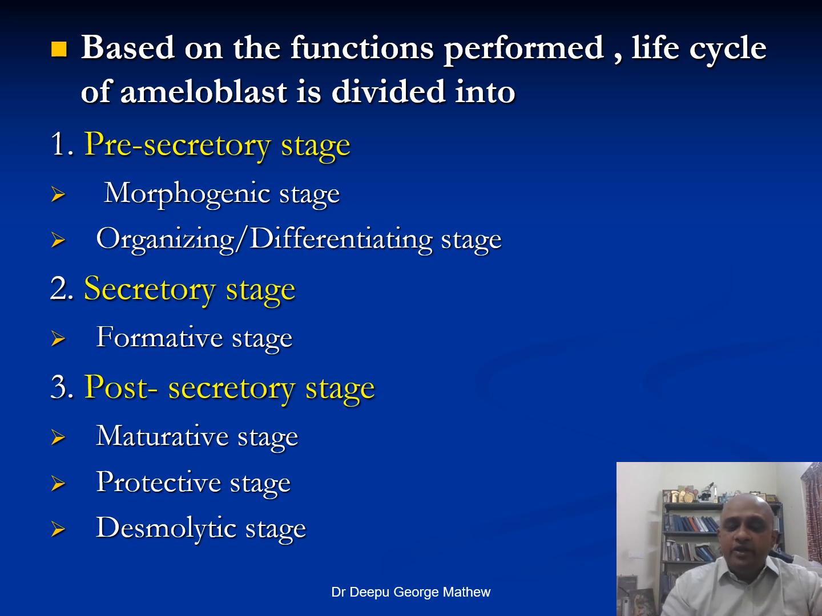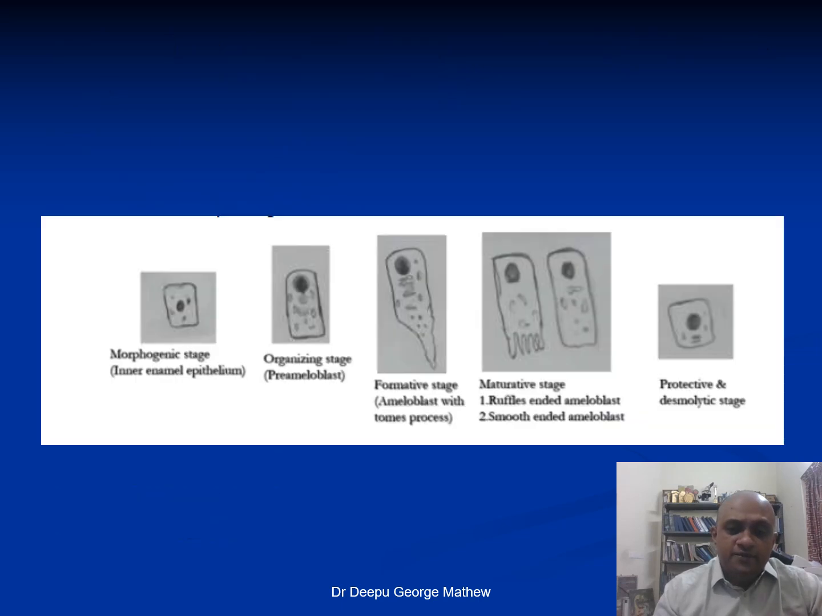And later, when they are about to erupt, the reduced enamel epithelium and the post-functional ameloblast along with that have a role in forming the eruptive canal and the eruption of the teeth into the oral cavity. That is what you call the desmolytic stage. So you don't have to explain all these things if the question is asked in this way. You just have to enumerate or give the names of these stages of the life cycle of ameloblast. And you can also draw a diagram for the life cycle of ameloblast.